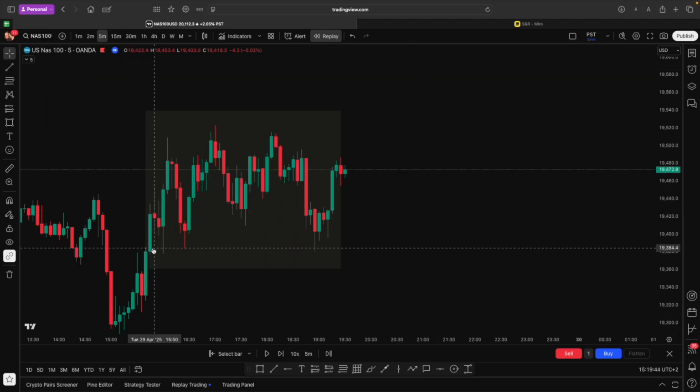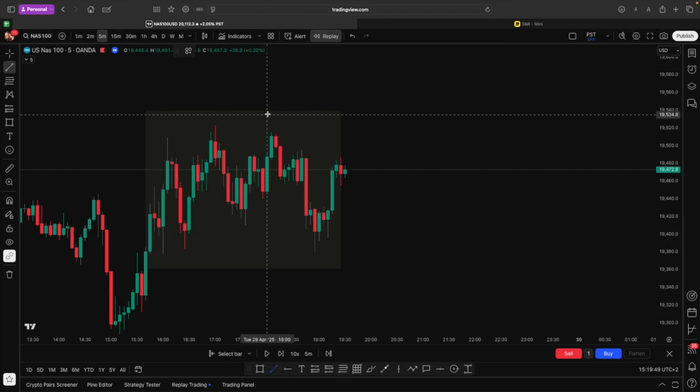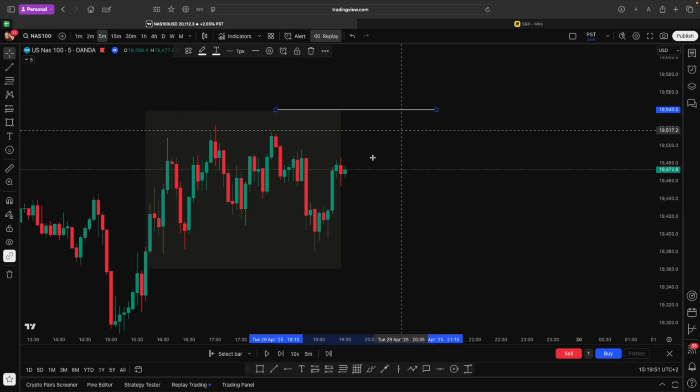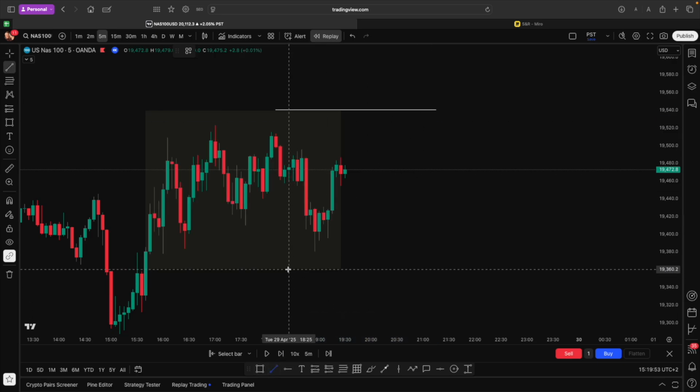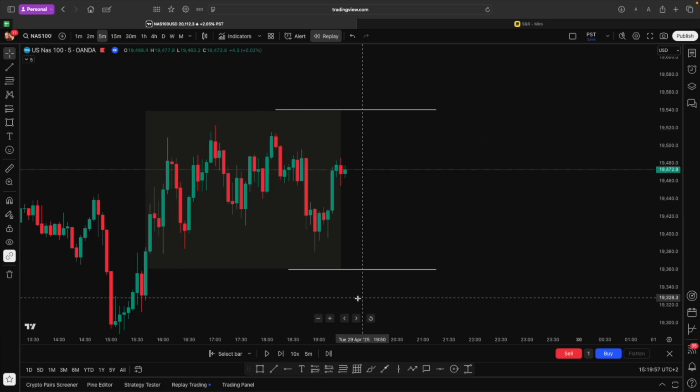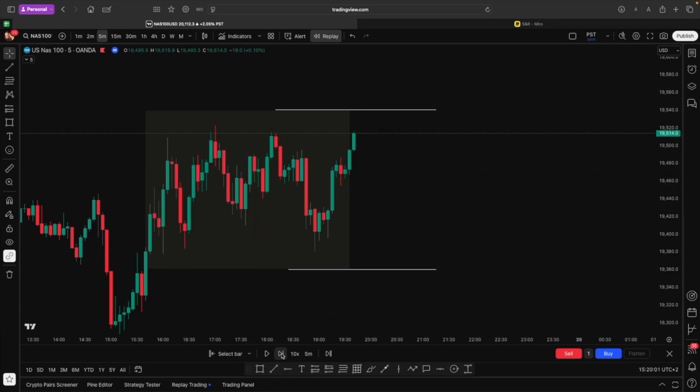this example. Again, we have our accumulation. We're going to wait for price to either break to the upside for a manipulation or to the downside for a manipulation, and we're going to continue in the opposite direction. So we have accumulation.